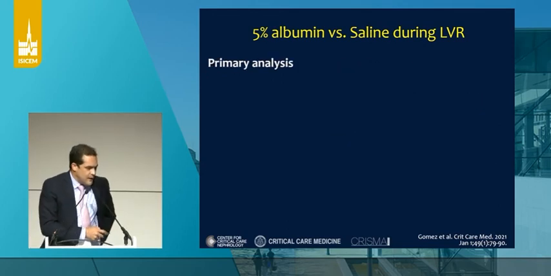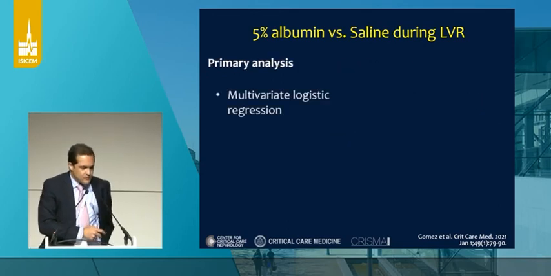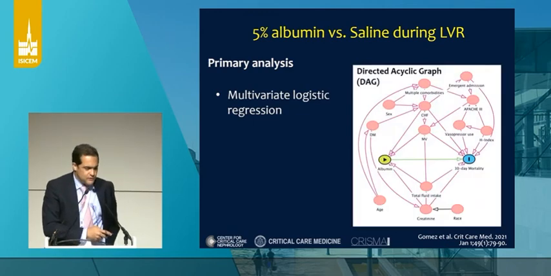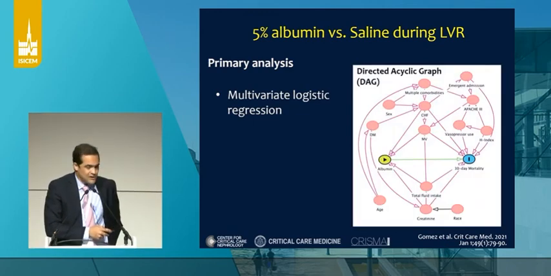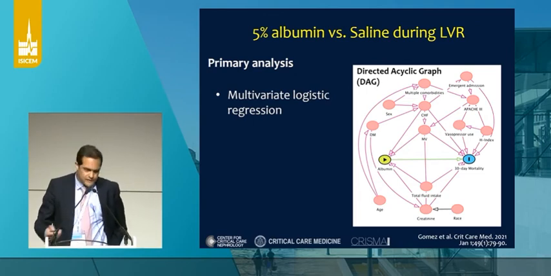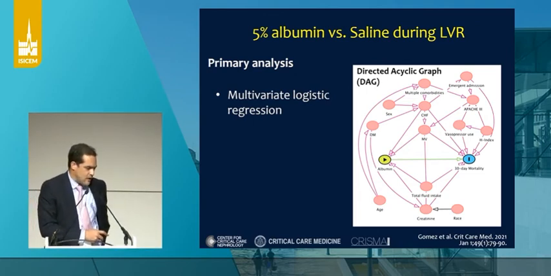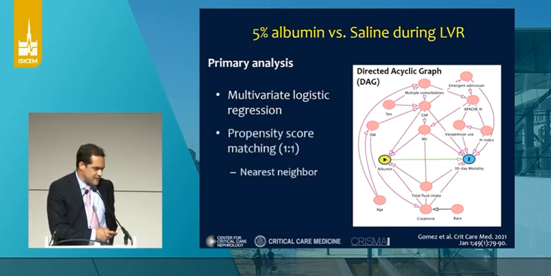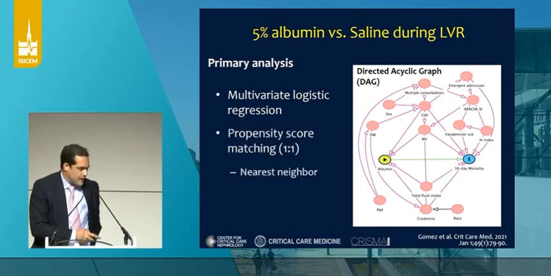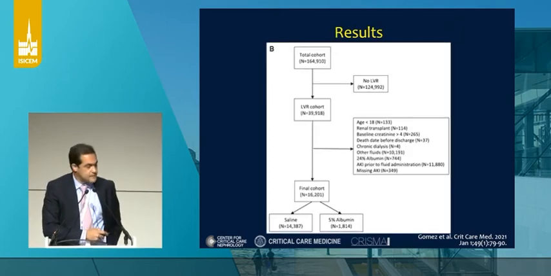So primary analysis was done using multivariate logistic regression, using these variables that you see in the directed acyclic graph, which are confounders that could potentially alter the outcome and the exposure. And we confirmed using propensity score matching as an alternative technique.